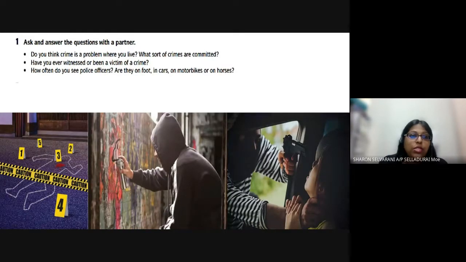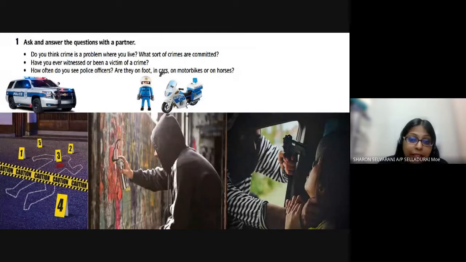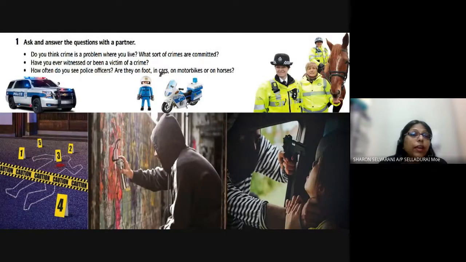Okay, how often do you see police officers? Are they on foot, in cars, on motorbikes, or on horses? Okay, we don't have police on horses in our country, all right? But in other countries, yes, they do. Okay, like, have you all seen police? Policemen, policewomen? Have you all seen? Yes. Yes, right? So it's quite common. Okay, like in Malaysia, probably we'll see them in cars or jeeps. Okay, we will see them on motorbikes and all that. But in some other countries, they sometimes are on even a horse. Okay, it depends on the country.